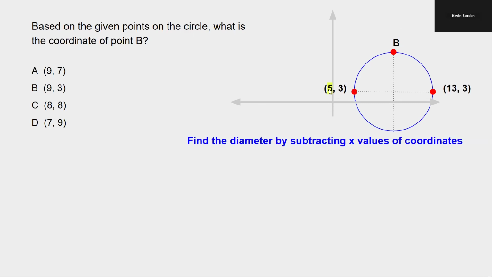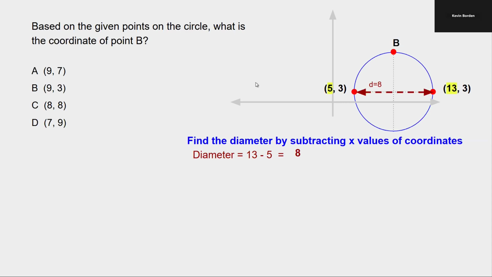What I mean by that is here is the x coordinate of this point on the left, it's 5. The x part of the coordinate on the right is 13. We simply subtract those values because those are on opposite sides of the circle, and that tells us that our diameter is 8, the distance between those 2 points.